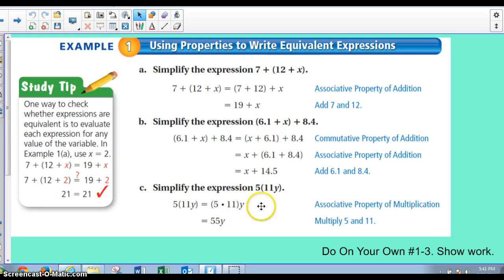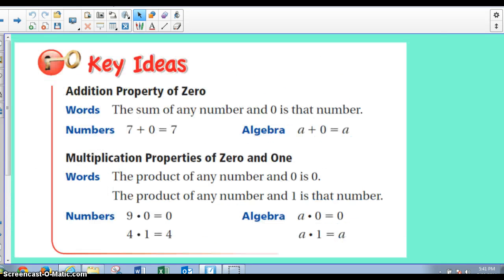Here, we're working with multiplication, associative property of multiplication. Here, commutative property of addition. This is going to take a little time. So write it out correctly. Do the work, label it, and come back.